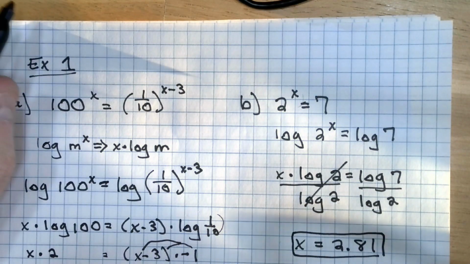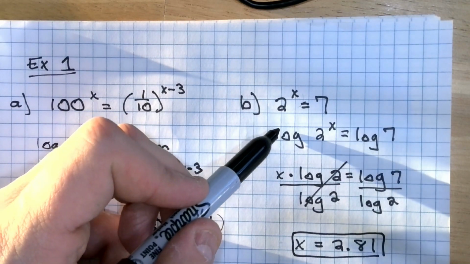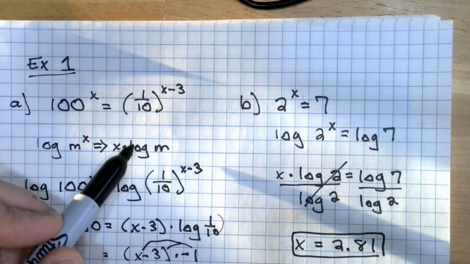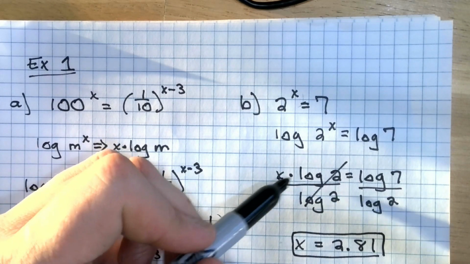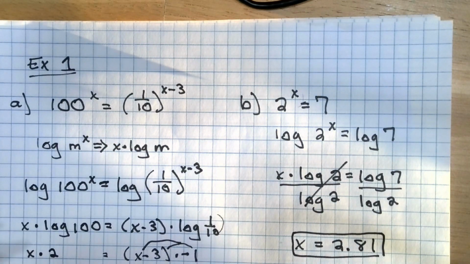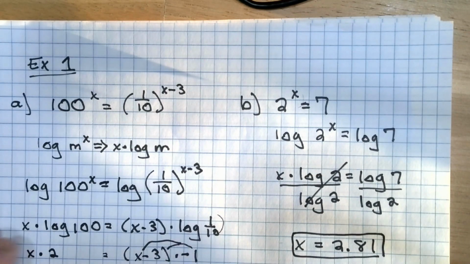Okay? So once again, we had a variable in the exponent. We took the logarithm of both sides. We used this rule right here to bring this exponent out to the front. And then we simply did our algebra to solve it. In this case, to do the algebra, we divided both sides by the log of 2.